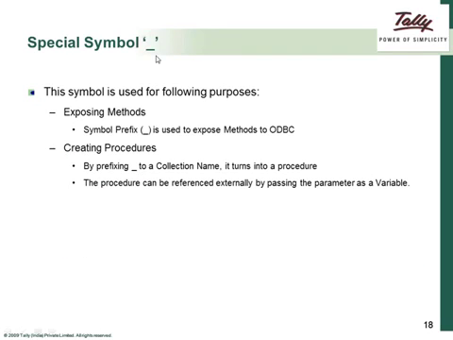Then we have a special symbol underscore. It is a special symbol to expose methods to ODBC, that is the open database connectivity, the other databases, and creating procedures. So you can either give an underscore to the method name to make it exposed to the ODBC, or by prefixing it to the collection name, so it turns into a procedure which can be further used by the external application.